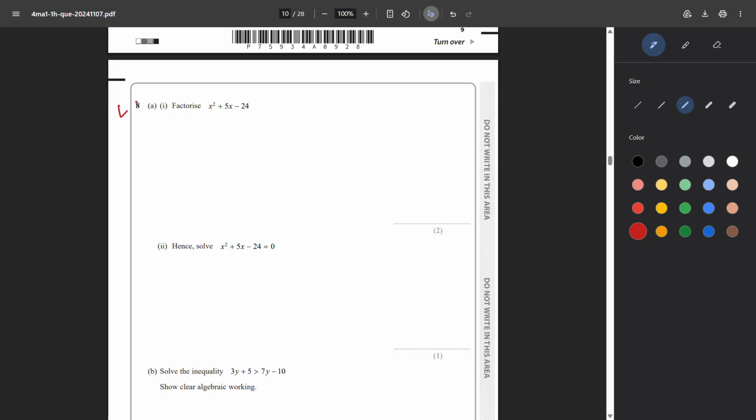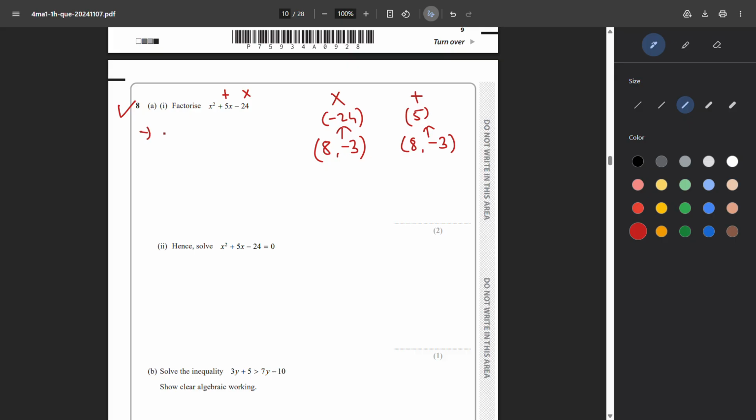Okay, now question number 8. In question number 8, you have to factorize the given quadratic equation. We know that while factorizing any equation, we consider the middle term as an addition and the last term as a multiplication. So we have to find two values whose multiplication is minus 24 and addition is 5. So 8 and minus 3. If I multiply 8 and minus 3 we get minus 24, and if I add the same terms, 8 and minus 3, we get positive 5, right?